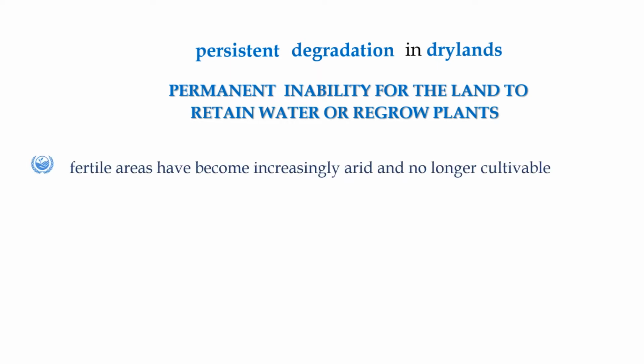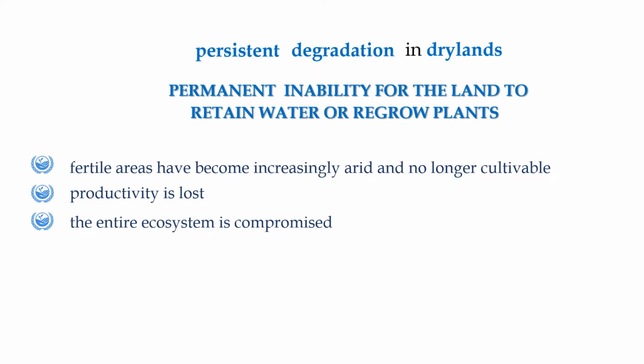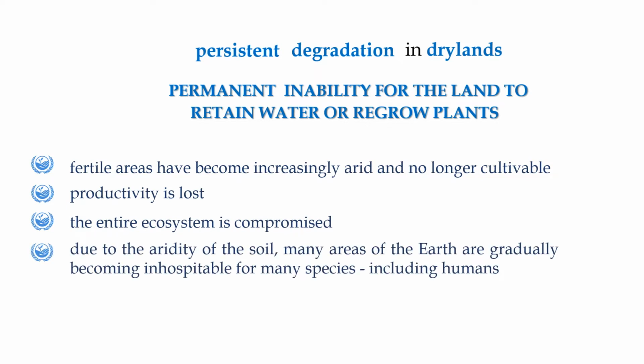Fertile areas have become increasingly arid and no longer cultivable. Productivity is lost, and the entire ecosystem is compromised. In addition, due to the aridity of the soil, many areas of the earth are gradually becoming inhospitable for many species, including humans. This is termed habitat destruction.